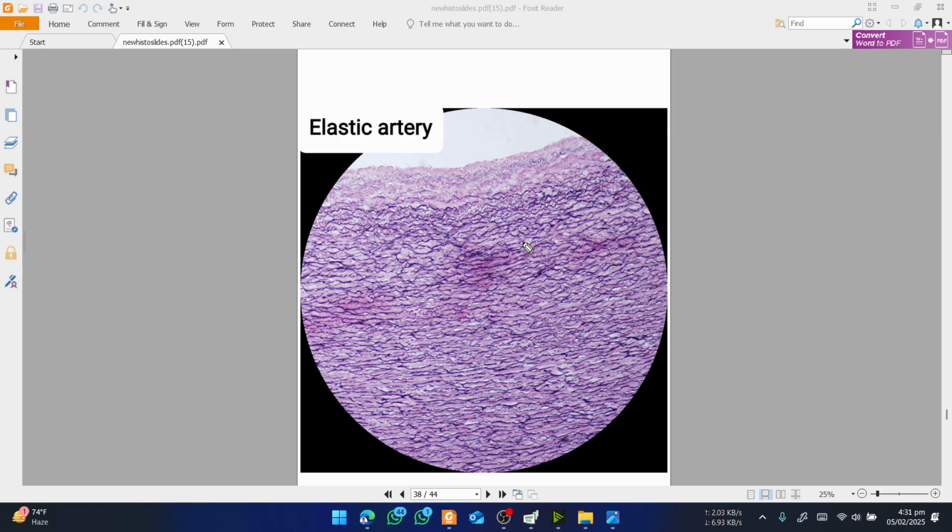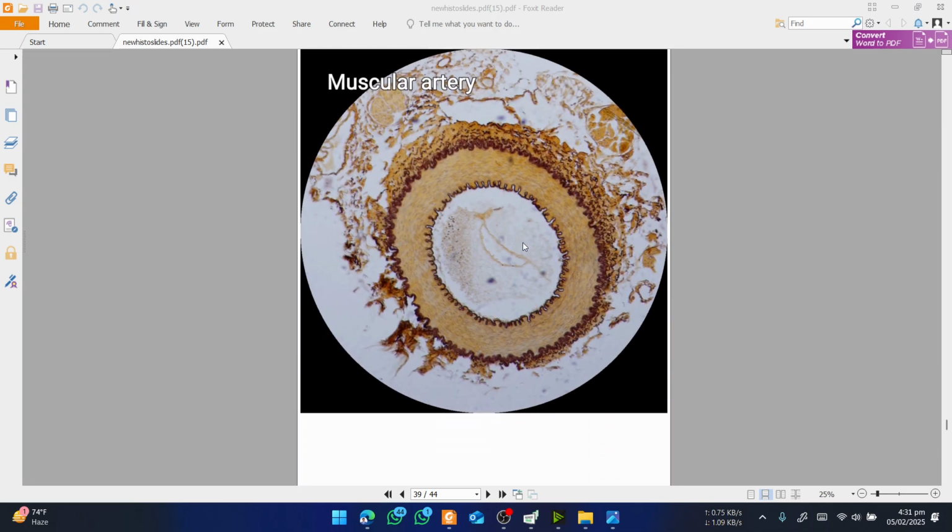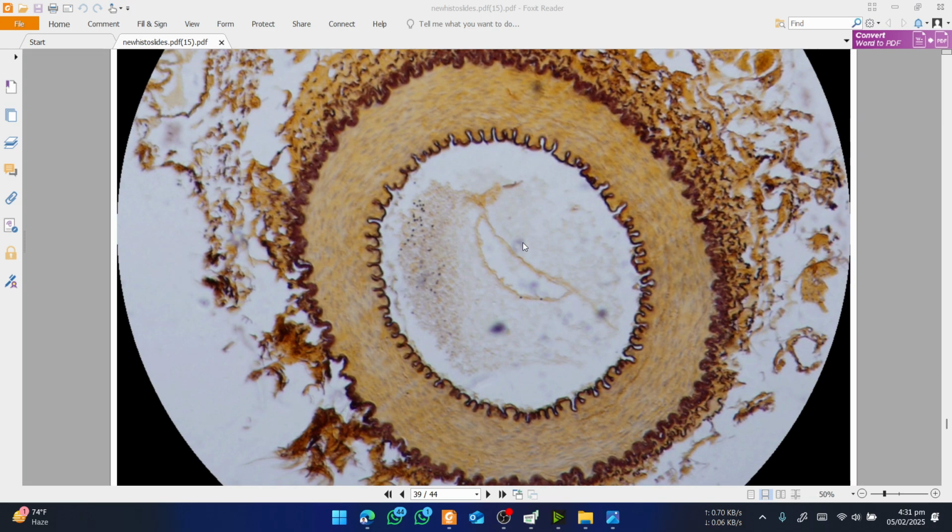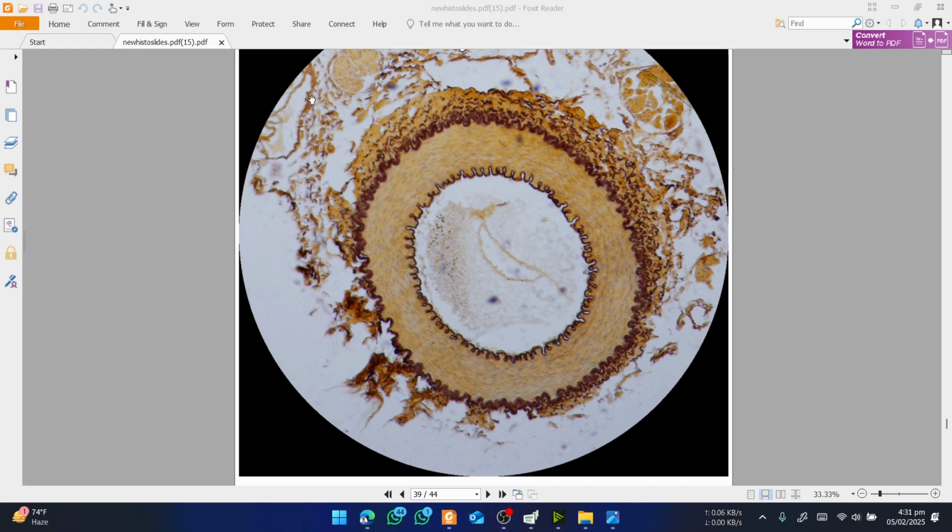But as you move on to the muscular artery, here again the intermediate portion is thick, and the elastic component is restricted to the outside like this one, and inside like this one. These are the internal and external elastic lamina, and the adventitia part is small.